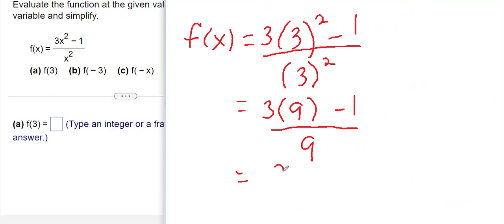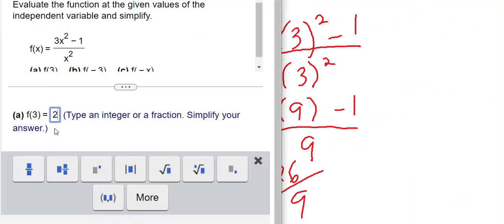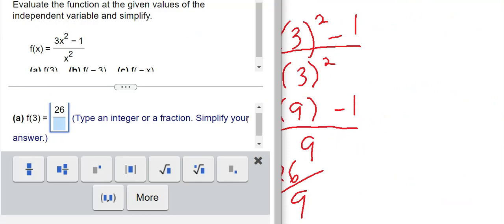27 minus 1 is 26. 26 over 9 is our answer. So 26, and I can use this fraction key, or I can use the slash key down by my shift key. 26 over 9.